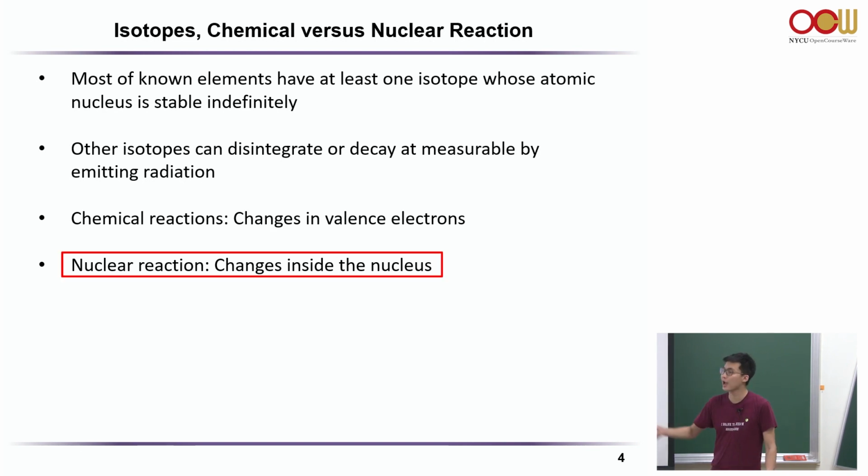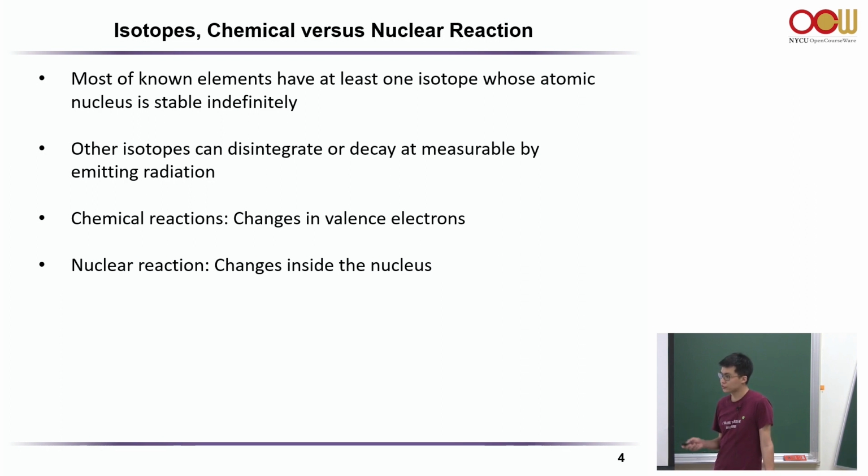But for a nuclear reaction, this is not about the valence electrons. For a nuclear reaction, it's about what happens at the nucleus. That's why the number of neutrons or number of protons, or Z number, will change in a nuclear reaction.